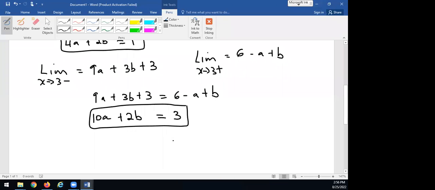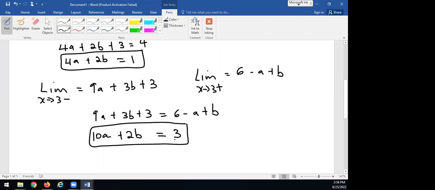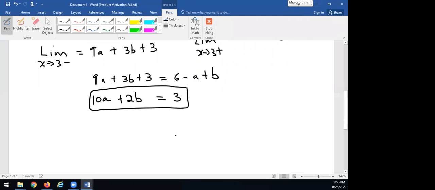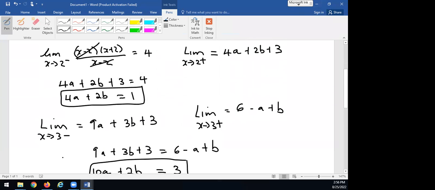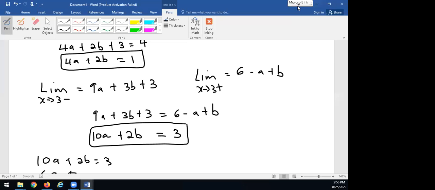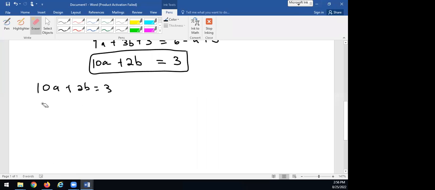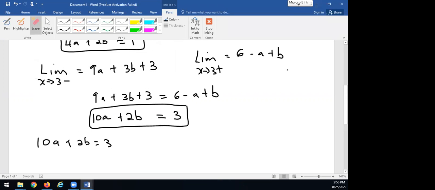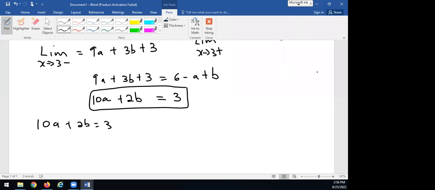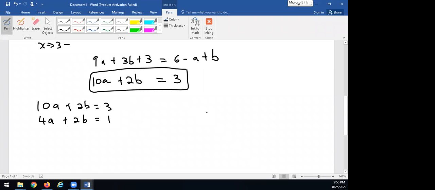Do you all remember how we can solve 2 simultaneous equations? Let me put them together. So we have 10a plus 2b equal to 3, and then we have 4a plus 2b equal to 1. You all know how we can solve these kind of equations? Yeah, you can subtract them in this case.